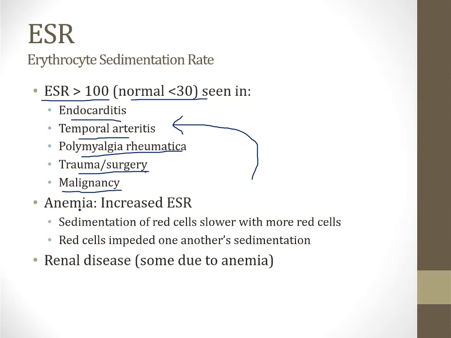Another famous cause of a high SED rate is anemia. The reason for this is because the sedimentation of red cells is slower when you have more red cells. The red cells basically repel one another and cause the sedimentation to go more slowly. So when you have less red cells in the setting of anemia, there's less red cells impairing one another's sedimentation rate down to the bottom of the tube, and therefore the ESR goes up.